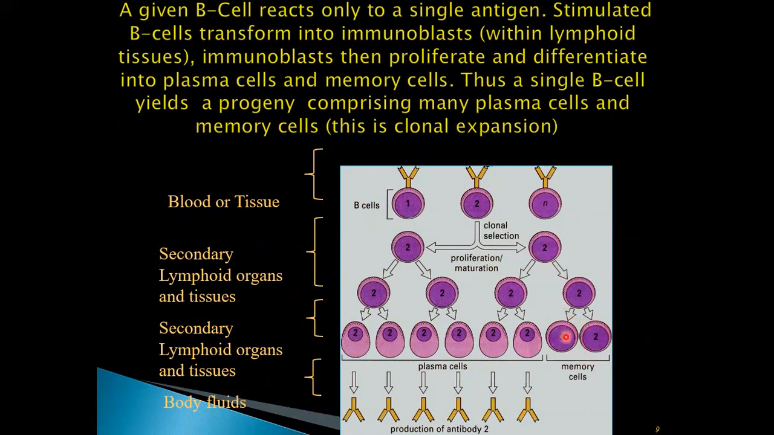They remain dormant inside the lymph nodes, waiting for the second exposure. At the second exposure they identify the same pathogen, and they again undergo clonal expansion. They make more cells. Some of them become plasma cells, some of them again become memory cells. So as a result of second exposure the immune response requires less time, because memory cells are already present.